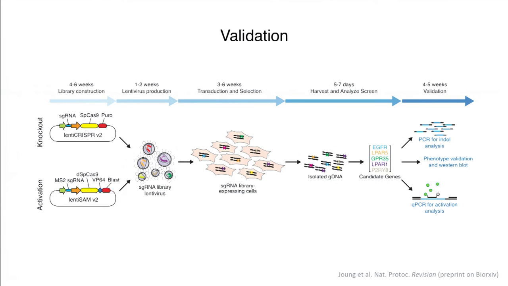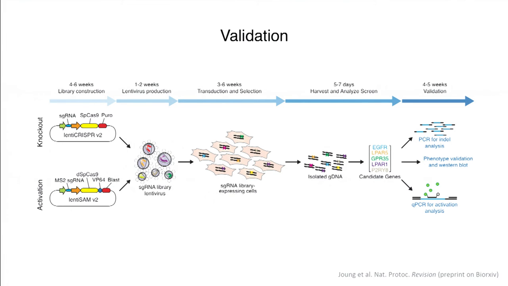Okay, and the final step is validation. Again, the validation step is just as important as the screen itself, because at the end of the screen you get a ranked list of genes, and you don't know which ones are actually significant. So for validation, we will do an arrayed validation.